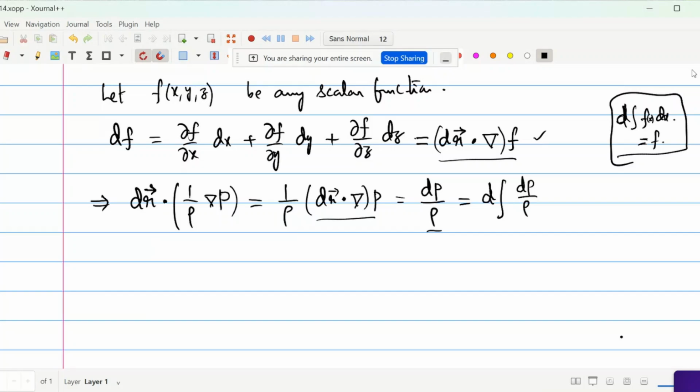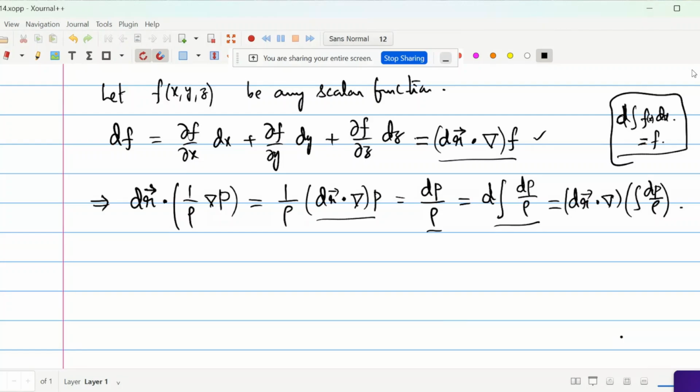Okay. So what is d of this quantity? D of this quantity is like dr dot grad, the del operator acting on this p, whatever here. What is that you have here? So inside that is the integral of dp by rho. Do you understand? Instead of f, you have this one because this is a d of f. F is this one. Okay, this is what we have.